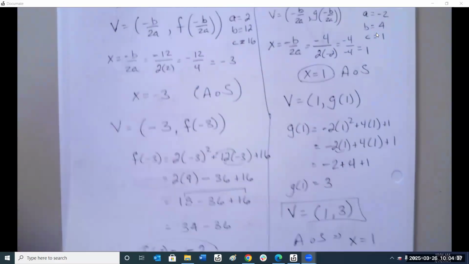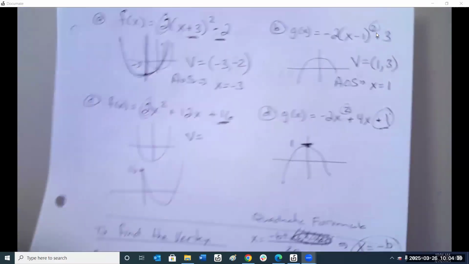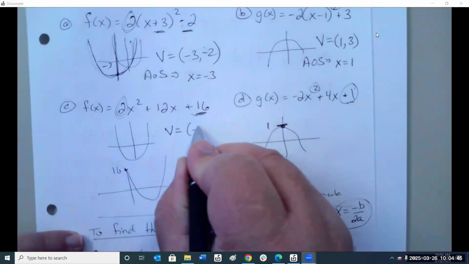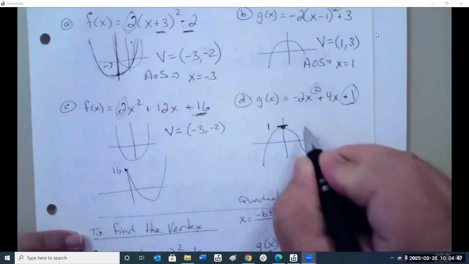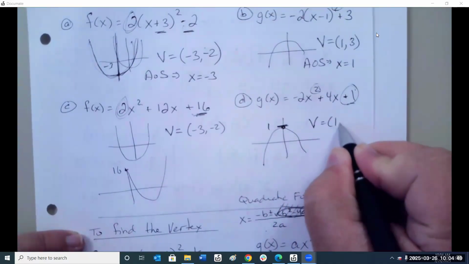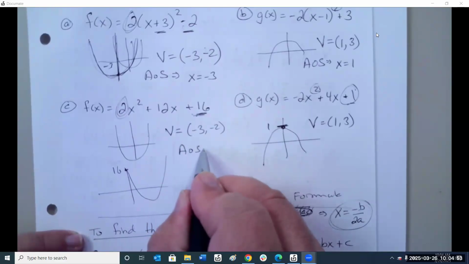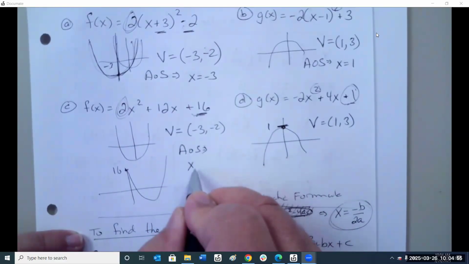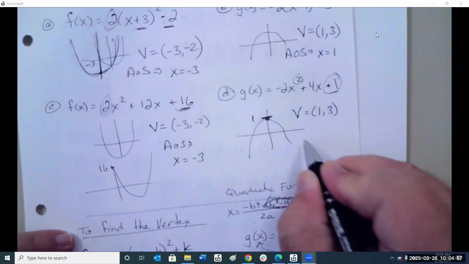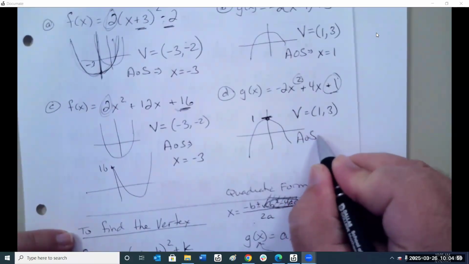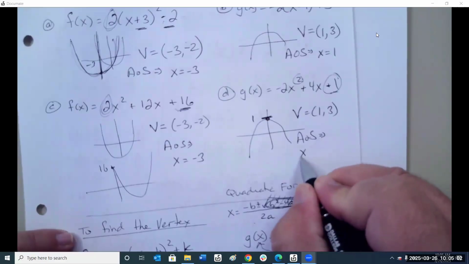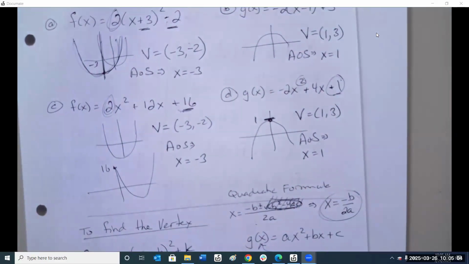Okay, so what we just labored to do, so we have -3, -2. The vertex is 1, 3. The axis of symmetry is x equals -3. Axis of symmetry, x equals 1. So far, so good?